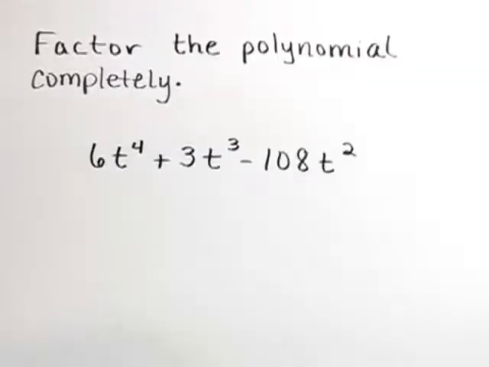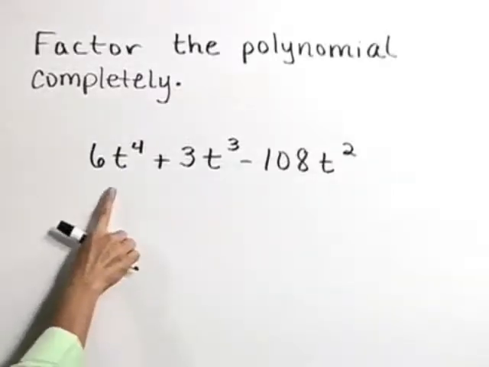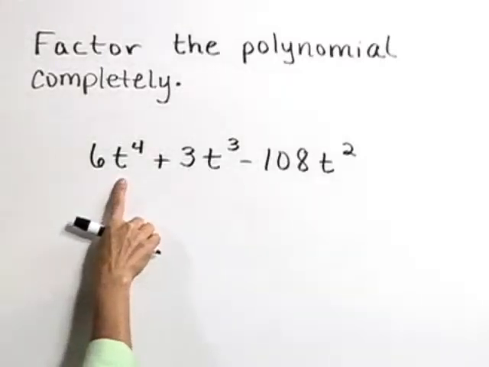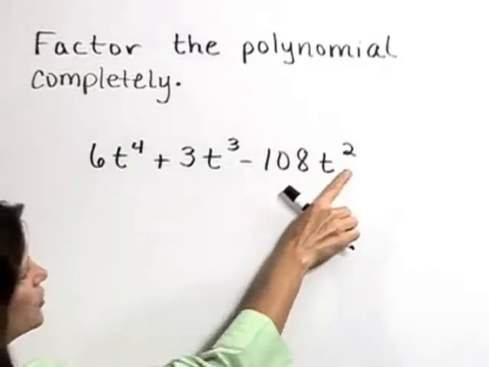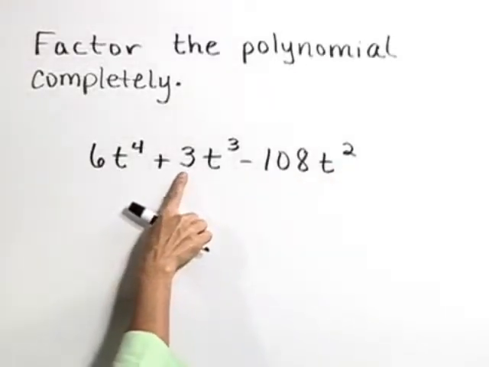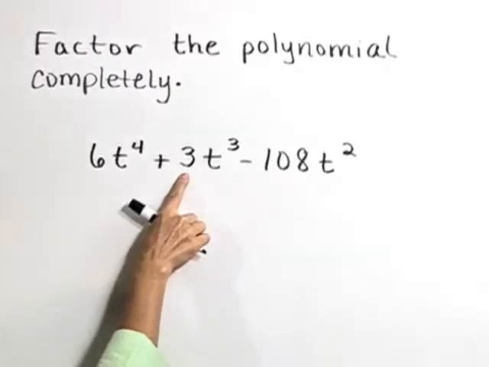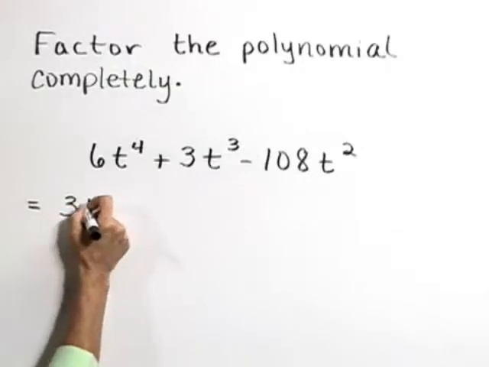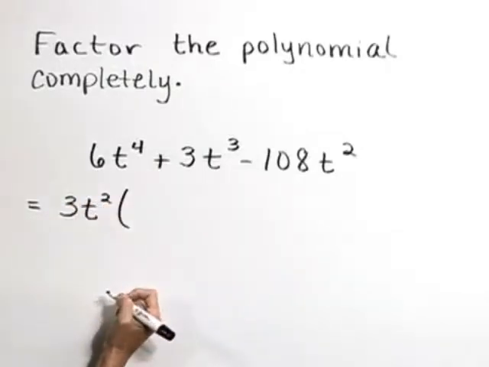Factor the polynomial completely. 6t to the fourth plus 3t cubed minus 108t squared. In looking at these terms, we notice that there is a greatest common factor. There's at least a t squared in each term. And there's also a common factor of 3 in each term. So let's begin by factoring out a 3t squared.